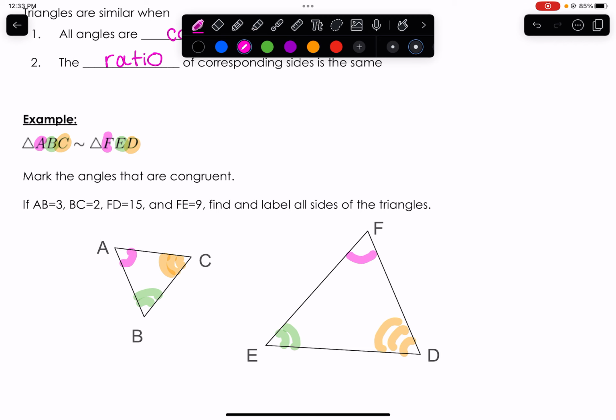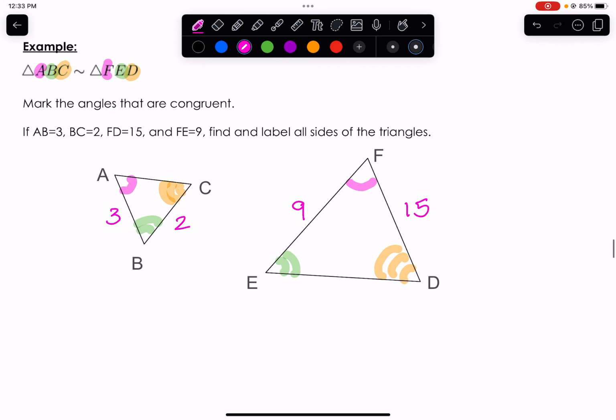Now, if AB is 3, BC is 2, FD is 15, and FE is 9, find and label all sides of the triangles. So the colors make it very easy because now I can look and say, okay, 9 and 3 are corresponding. So my scale factor is 3.